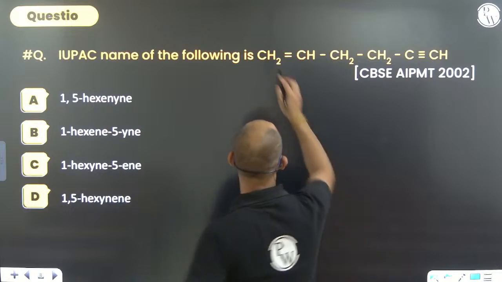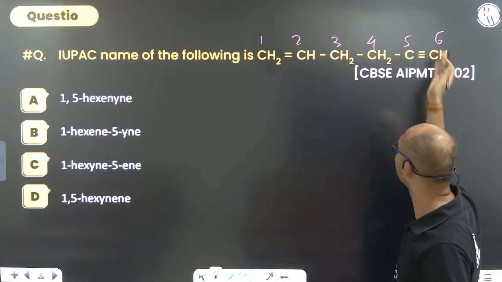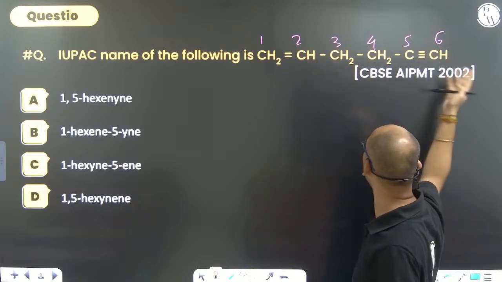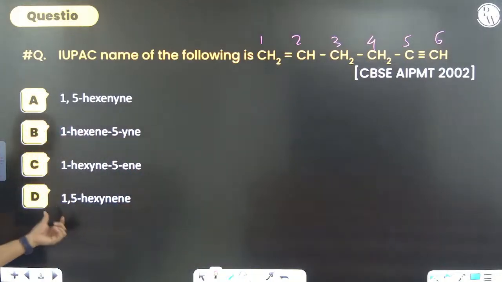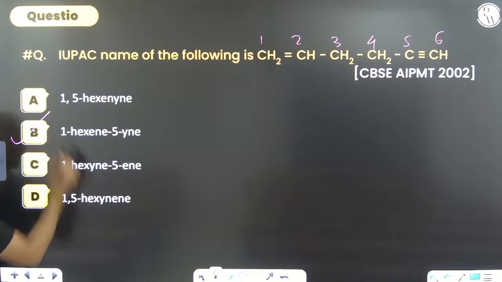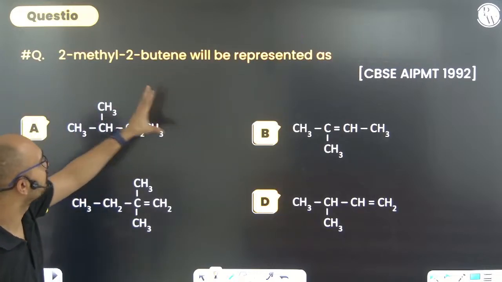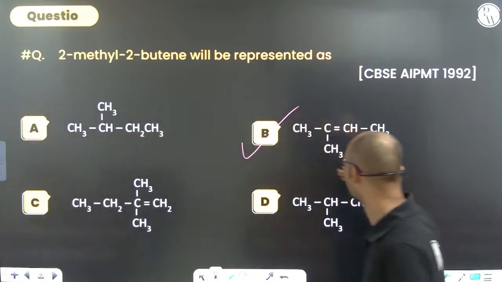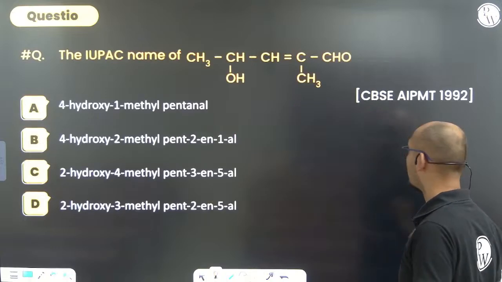Okay. So we'll start with 1, 2, 3, 4, 5, and 6. So it will be 5 yne and 1 ene. Can you see? So how many carbons are there? 6. So hex-1-ene, 5-yne. Option B. Next. 2 methyl, 2 butene will be represented by. I hope you all can do that. Not a big deal. 2 methyl, 1, 2, 3, 4. Not a big deal. Chalo, aage badho.